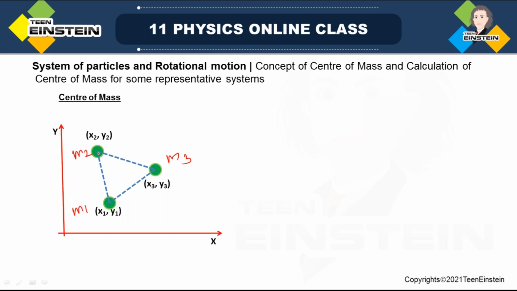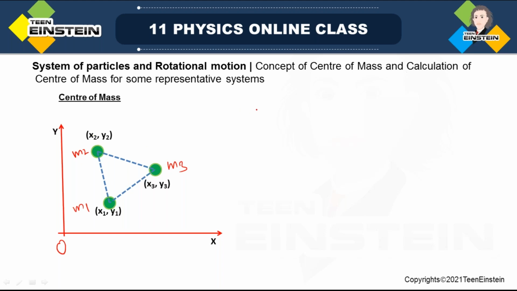I have noted down the position coordinates with respect to two dimensional Cartesian coordinates. This one has y coordinate y1 and x coordinate x1, this one has x3 and y3, and this is x2 and y2. I have noted down all these position coordinates with respect to this origin. Now look, in this case, how do we find the center of mass coordinate?